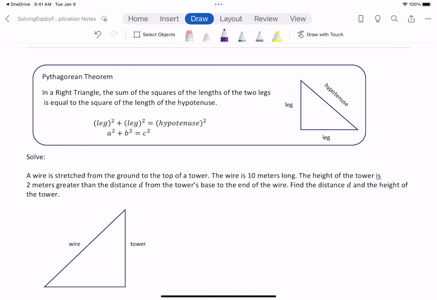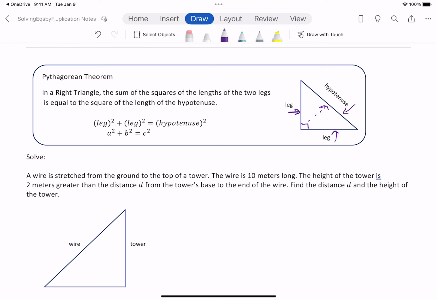All right, so for this last problem, I'm sure you've heard the Pythagorean theorem before. This says in a right triangle, which just means we have a right angle opposite the hypotenuse, the sum of the squares of the lengths of the two legs, so the two legs are the two shorter sides of the right triangle, is equal to the square of the length of the hypotenuse. The hypotenuse is always the longest side, and it is always opposite the right angle.